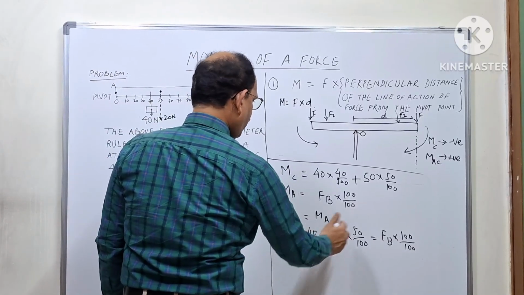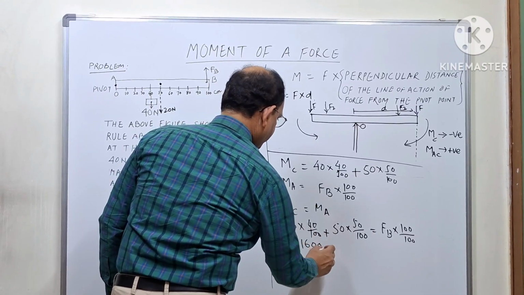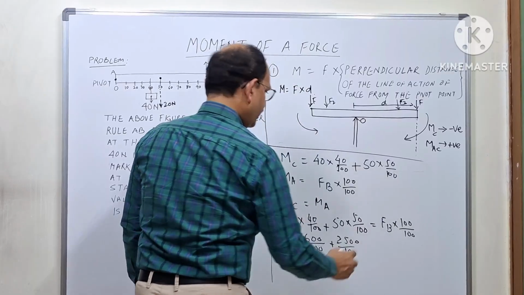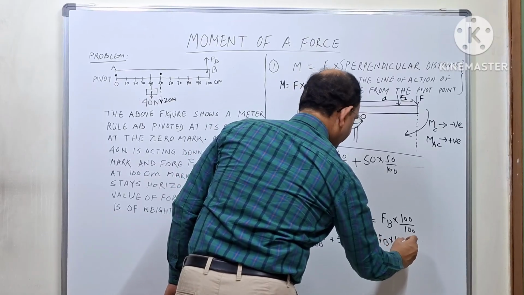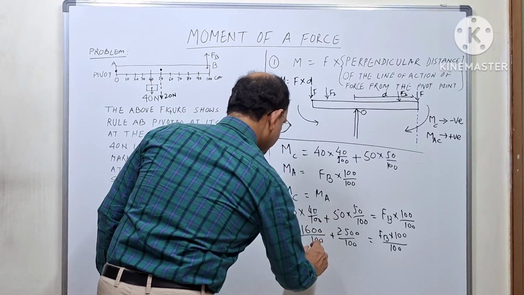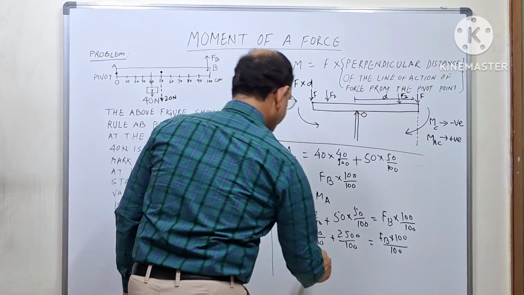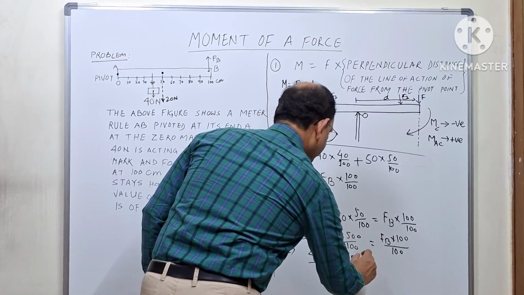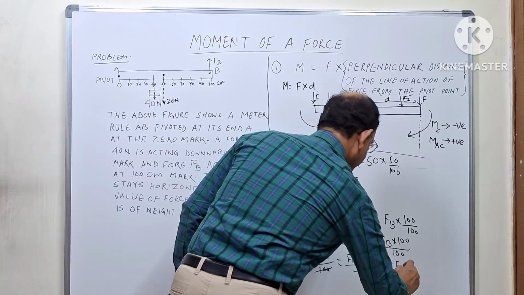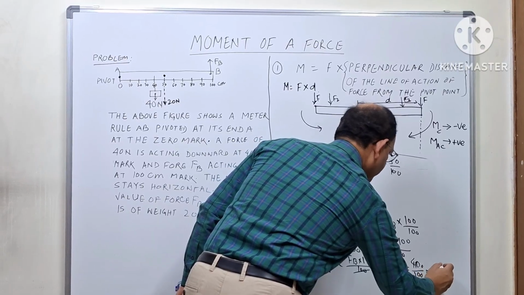Now, because this 100 is in denominator, let's try doing that. So it is 1600 divided by 100 plus 2500 divided by 100, and that is equal to FB into 100 by 100, which leads to 2500 plus 1600, which is equal to 4100 divided by 100, and that is equal to FB multiplied by 100 by 100, and this 100 cancels, and therefore force B will be equal to 4100 by 100, which is equal to 41 Newton.